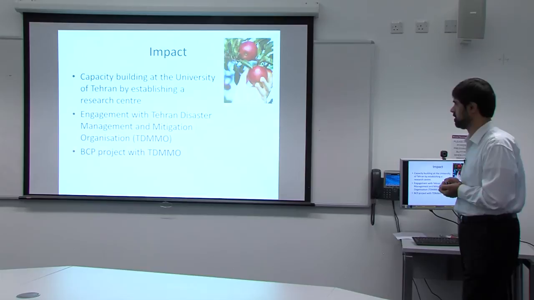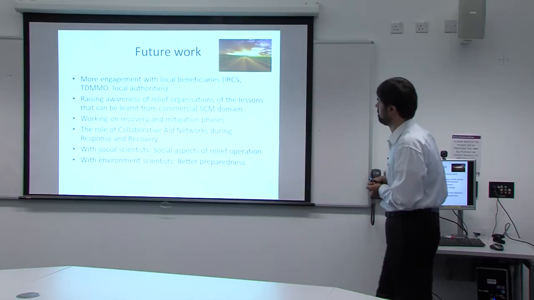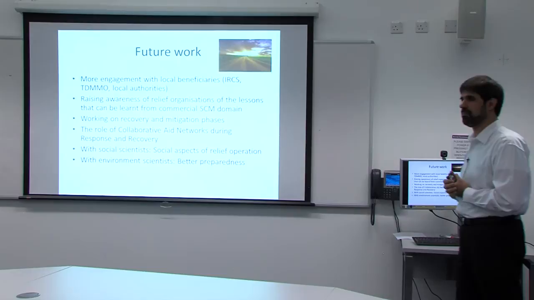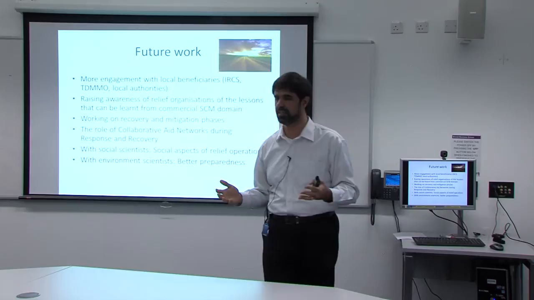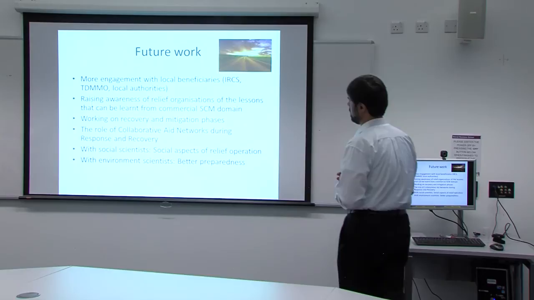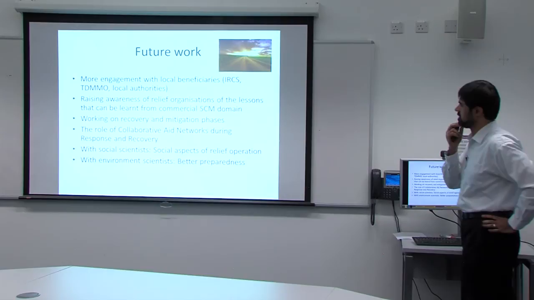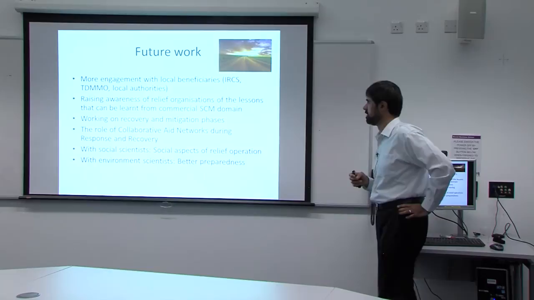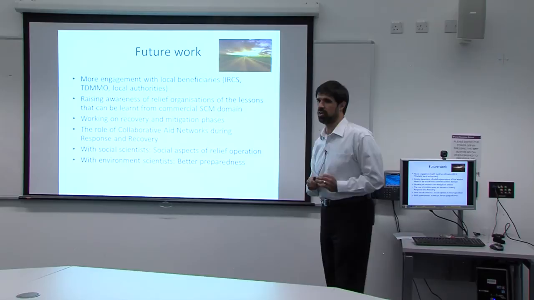And for the future, what we hope to do is, first of all, more engagement with local beneficiaries to reach out our message to them about, for instance, the shortage of capacity in the relief network in Tehran and things that can be done in order to improve the situation, and to engage with them. That's one of our main priorities. Raising awareness of relief organizations of the lessons that can be learned from commercial supply chain is another priority. And working on recovery and mitigation phases, which are the most neglected phases of the disaster cycle.